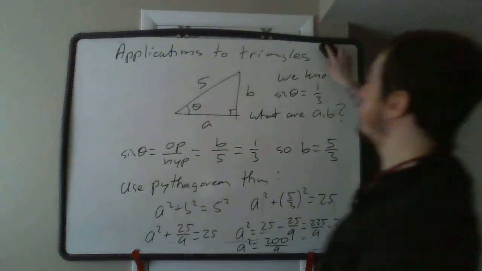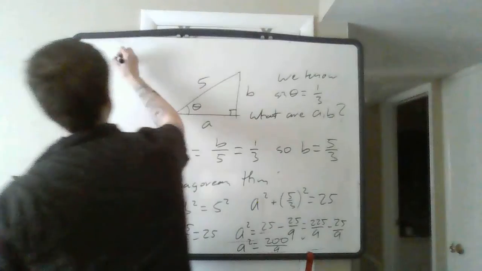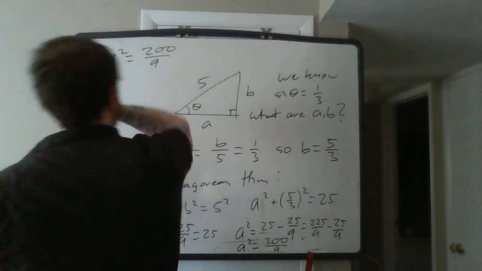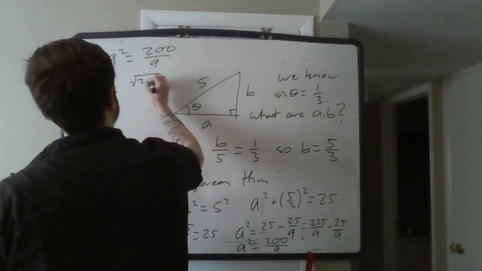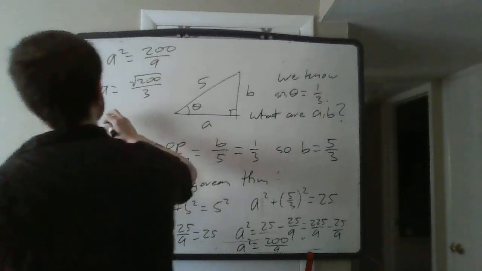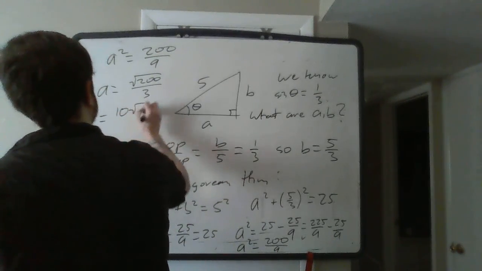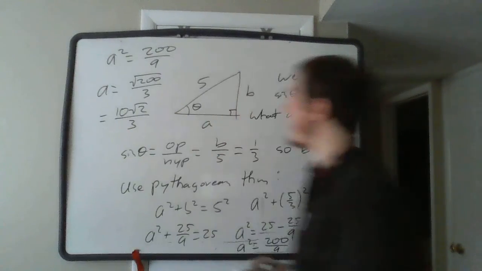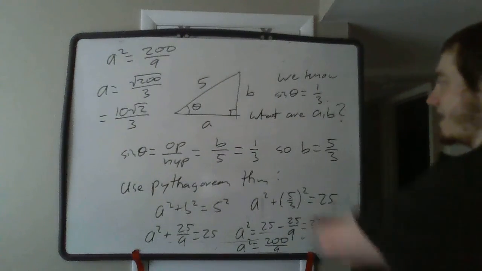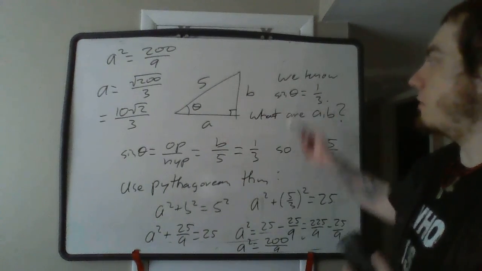And you know what? Let's just go back up to the top here so that I have a bit more room to write. So if I have a squared equals 200 over 9, then this is going to give me that a is equal to the square root of 200 divided by 3. And the square root of 200 is equal to 10 times the square root of 2, and it's all divided by 3. Okay, so again, sorry that I had to do this in a weird way on the board, but this gives us the dimensions of this triangle.